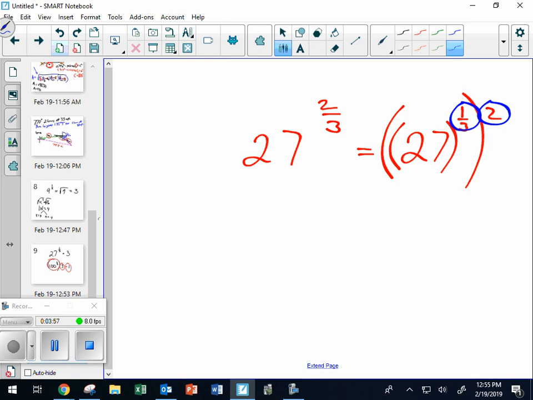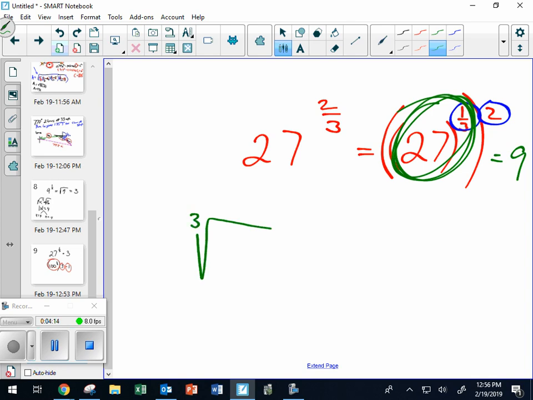So then it's really not that hard. What's the 27 to the 1/3? Hello, this is supposed to be easy. What's that part? 3, and then 3 squared makes 9. So the answer is 9. Okay, let's do another one like that. That's tricky. That's too tricky. I'm going to go the other way.